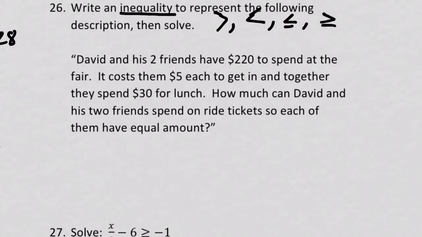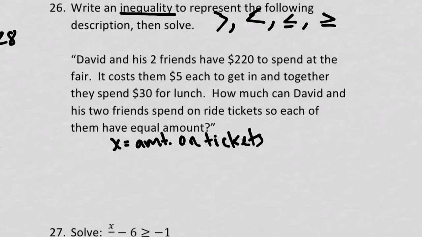It says David and his 2 friends have $220 to spend at the fair. It cost them $5 each to get in, and together they spent $30 for lunch. How much can David and his 2 friends spend on ride tickets so each of them have an equal amount? Okay, so they each need to have an equal amount of ride tickets. So we're going to say X is amount spent on tickets per person, right?